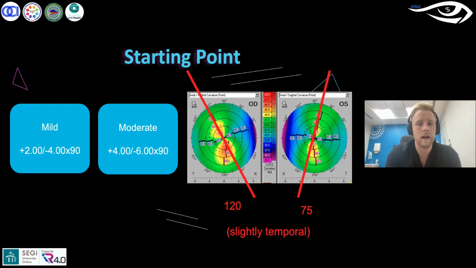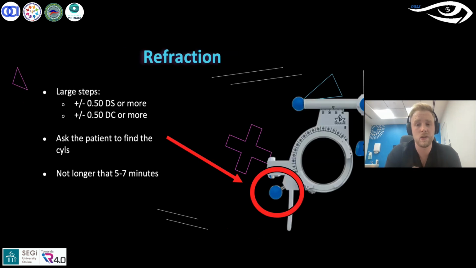Once you put this into the trial frame, the thing that a lot of practitioners forget is that patients can see out of their eyes better than we can see into them, okay? So ask the patient to actually put their hand on the trial frame and tweak it so that they can find the cylinder axis. Once they have got it to whatever that may be, 120, 150, take note of that. If later on in the refraction you can't find a distinctive endpoint, go back and just double check the axis that the patient first suggested.